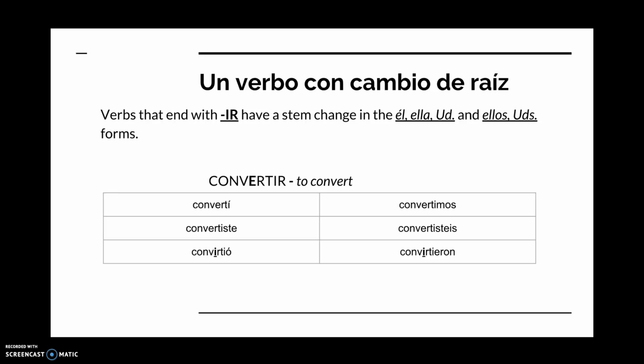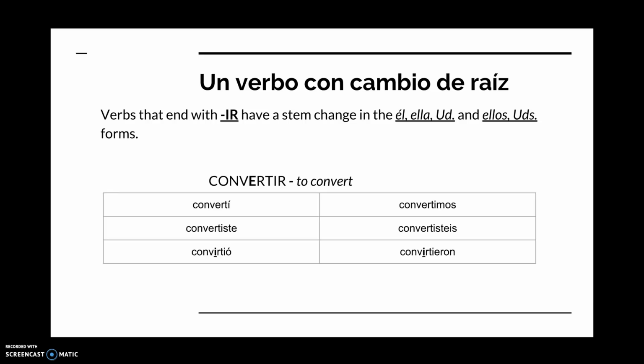The big thing you need to write down in terms of the rule at the bottom of Página 4 in section C is that verbs that end with the letters IR, or IR verbs, have a stem change in the él/ella/usted and ellos/ustedes forms. It's important to note that these IR verbs with the stem change are only verbs that are stem changers in the present as well. So convertir, which is a stem changer in the present, also has a stem change in the preterite because it is an IR verb. You'll note that convertir changes from an E to an I in the él/ella/usted and ellos/ustedes form in the preterite.